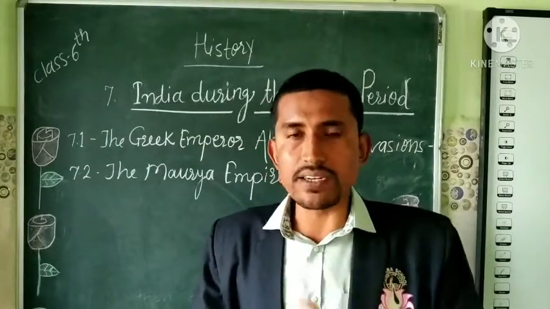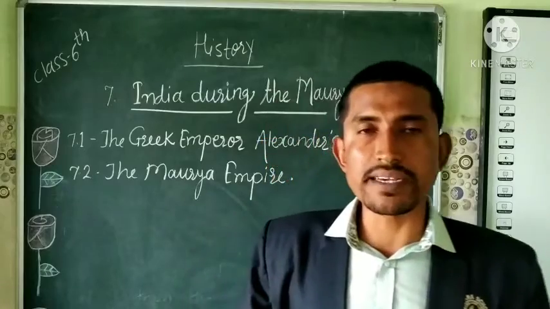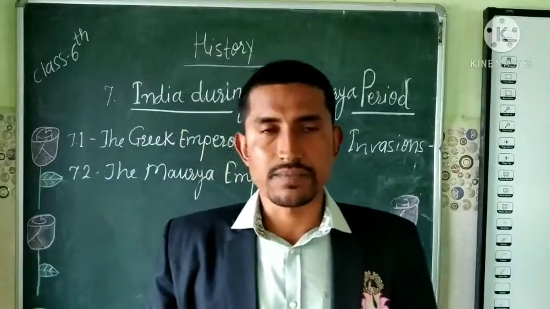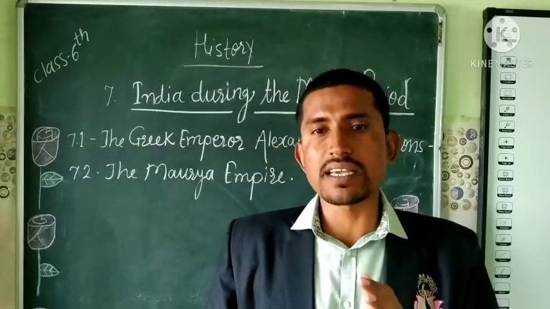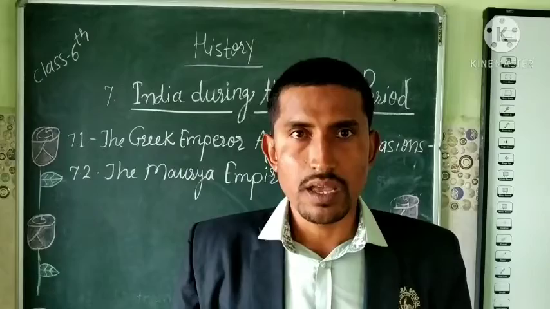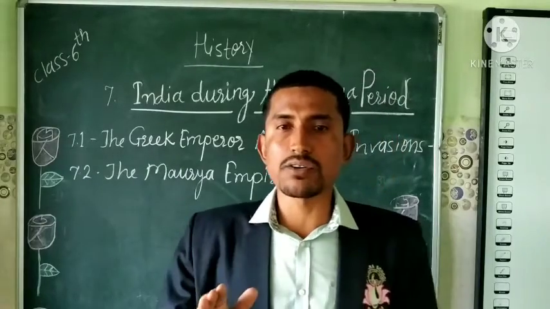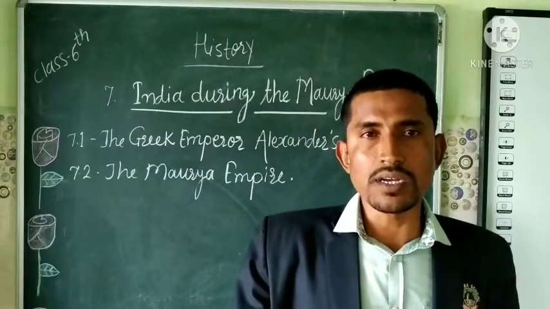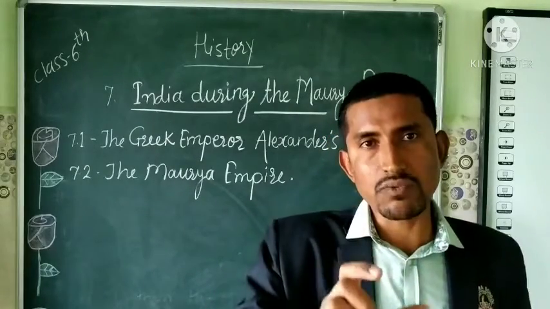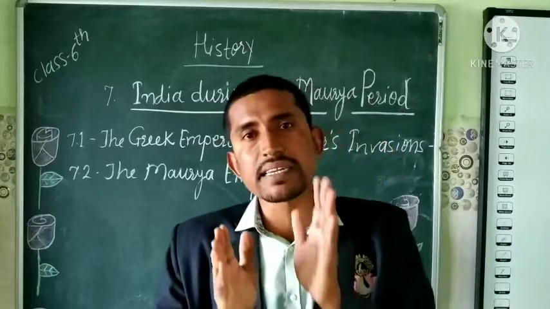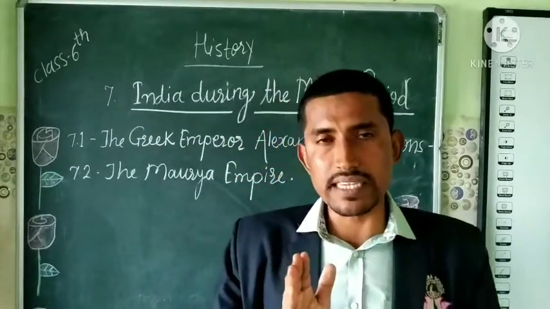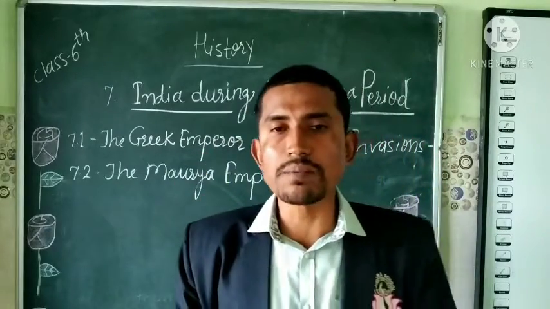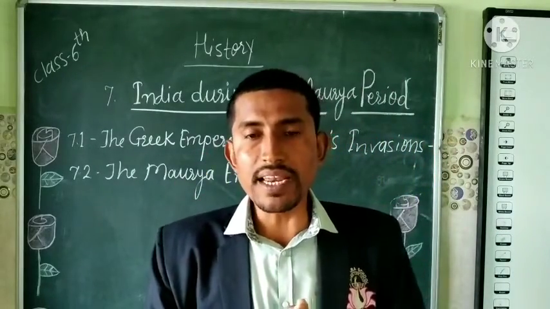So after the defeat of Seleucus, we have to see what happened. Megasthenes was Seleucus Nicator's ambassador. He stayed back at Chandragupta Maurya's court. After the defeat of Seleucus Nicator, Megasthenes was the representative. Ambassador means representative of Seleucus Nicator, and he stayed back at the court of Chandragupta Maurya, and he wrote a book.